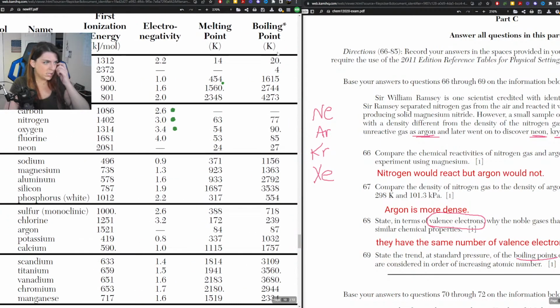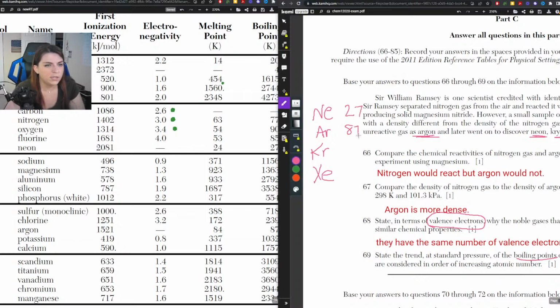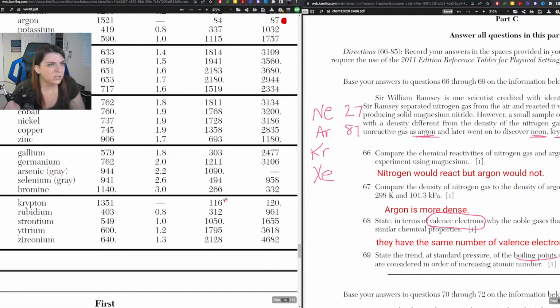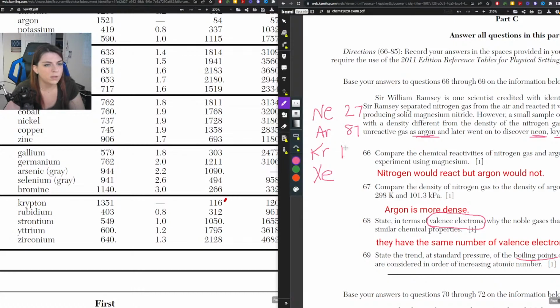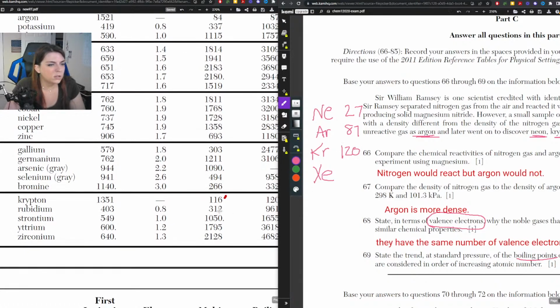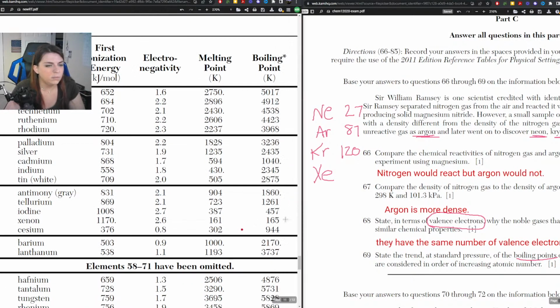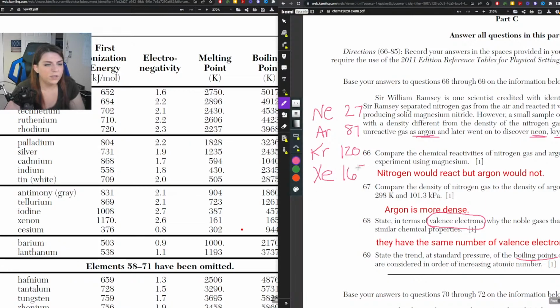Okay, so boiling point is here on the end. I want to look at neon, whose boiling point is 27. Argon is here at 87. 27, 87. Krypton is number 36. Its boiling point is 120. And then xenon is 54, I think, on the periodic table. And the boiling point is 165. And these are all reported in Kelvin. So as the atomic number goes up, the boiling point also goes up.